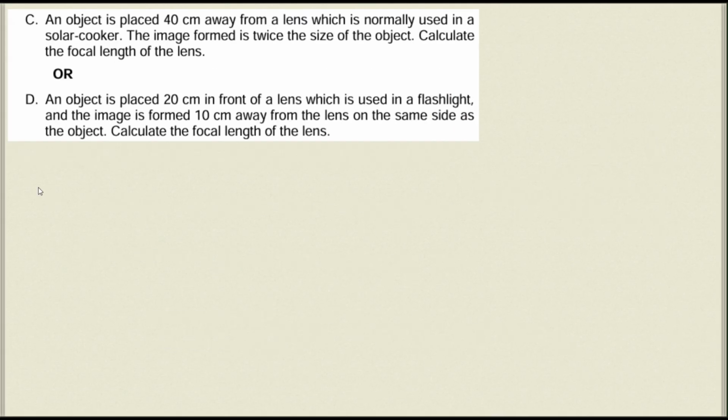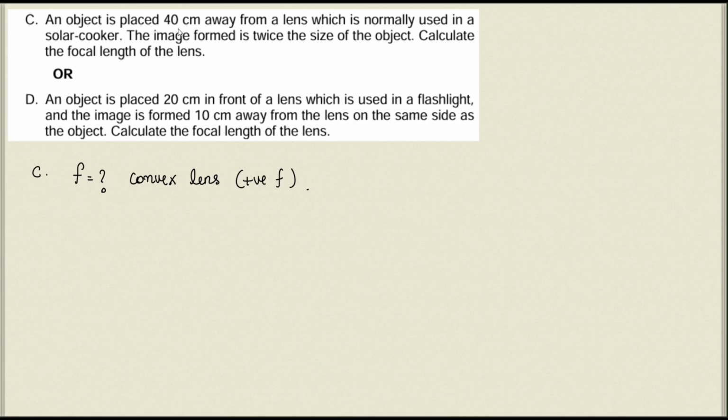The remaining part of the questions are given here. C part and D part, we'll solve together. Section C question is: an object is placed 40 centimeter away from a lens which is normally used in solar cooker. The image formed is twice the size of the object. Calculate the focal length of the lens. So we have to find the focal length of the lens used in a solar cooker. We know that we'll use a convex lens there, so we have to get the focal length positive.